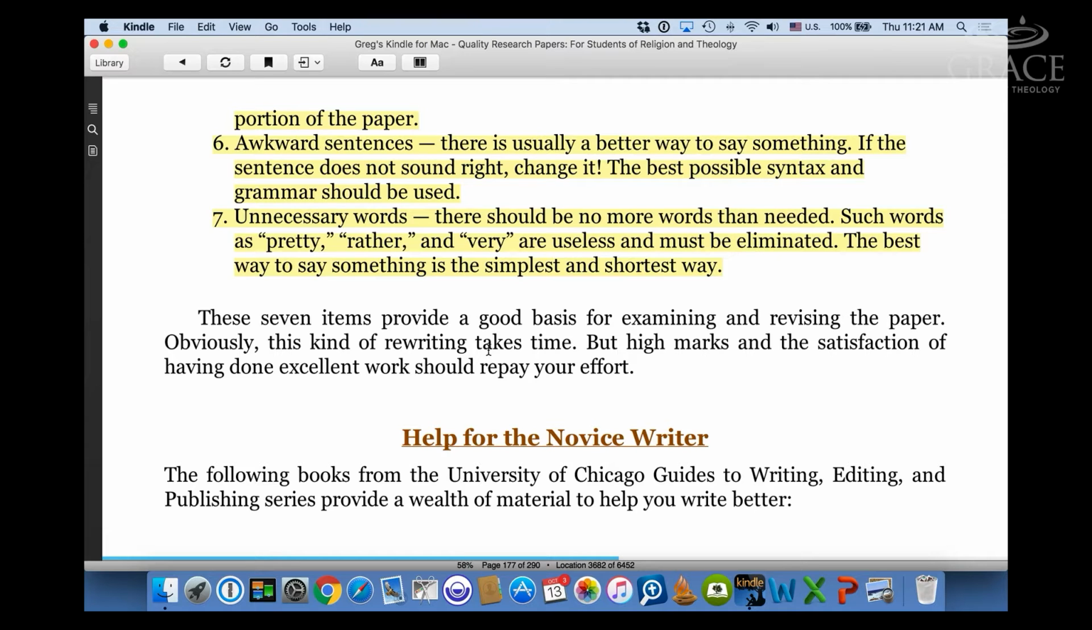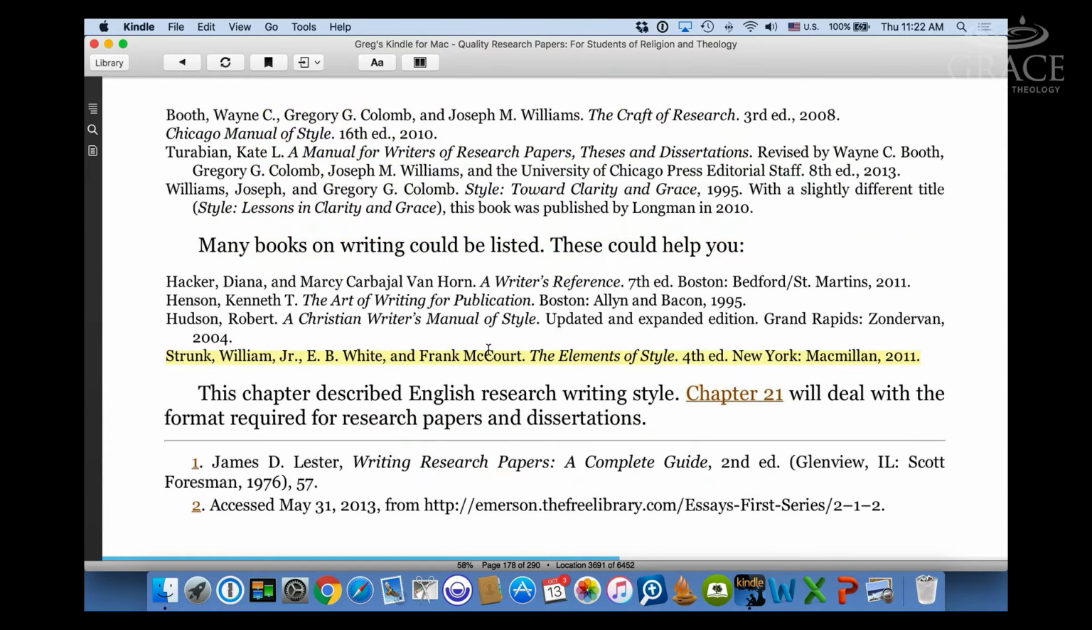And then don't have unnecessary words. Don't say this is pretty clear or this is very clear. Just say this is clear. That's all you got to say. You don't want to have too many unnecessary adjectives and adverbs. The best way to say something is the simplest and shortest way. So never forget that when you're writing.